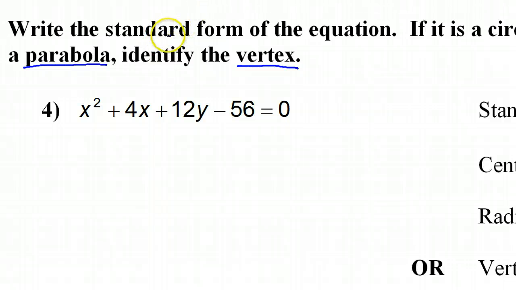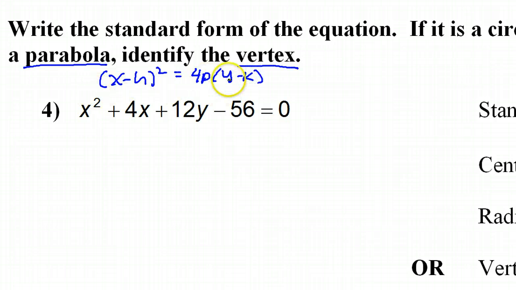Anyway, writing this in standard form, that's the form with the x minus h squared is equal to something times y minus k. Alright, this is the form that we're shooting for. That's going to require us to complete the square. So since the x's are squared, we'll leave the x's over here on the left. Since the y's are not squared, this is the stuff that must be over on the right.